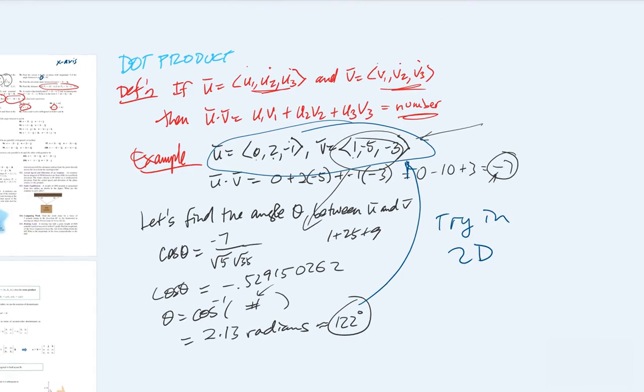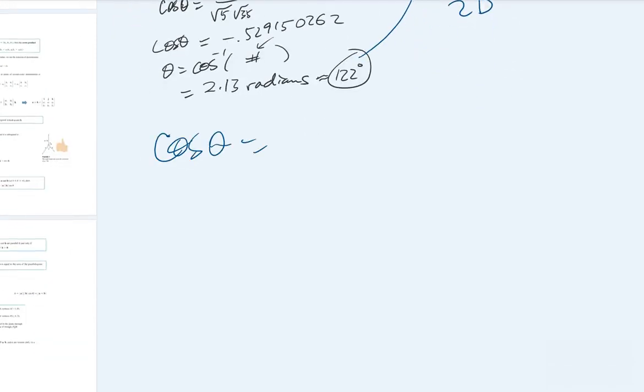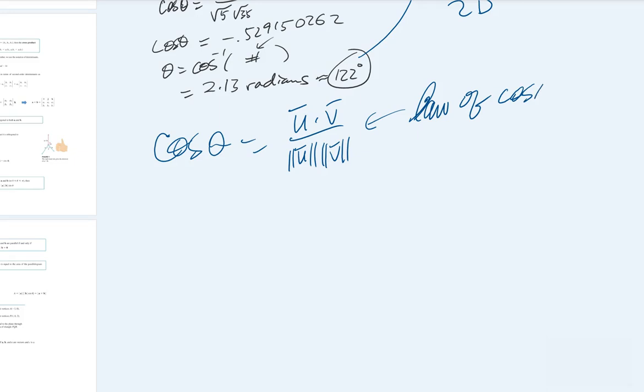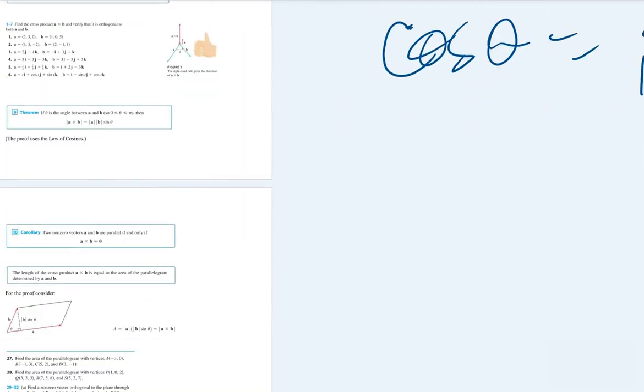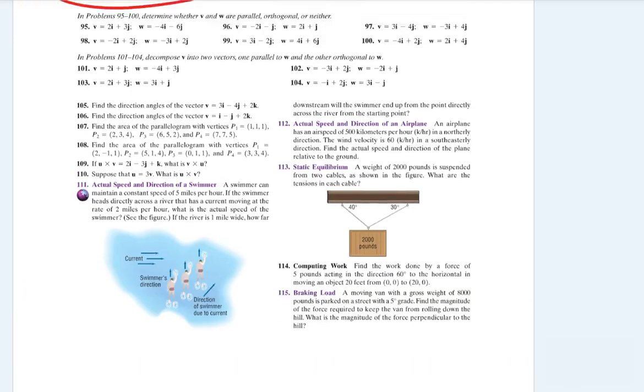This formula here, the one we've been using, cosine of theta is u dot v over the length of u times the length of v. This comes from the law of cosines from trig. If you want to see the derivation of it, it uses the law of cosines, and it is in the book. All right, so what do we got here?